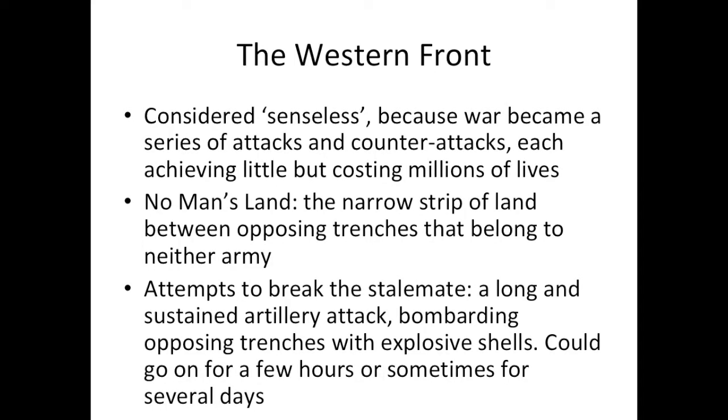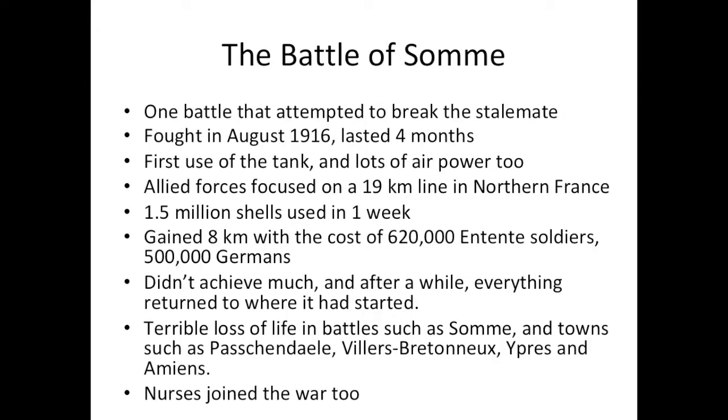War on the Western Front was considered senseless, because war became a series of attacks and counterattacks, each achieving little but costing millions of lives. No Man's Land was a narrow strip of land between opposing trenches that belonged to neither army. Attempts that were made to break the stalemate followed a pattern, which was a long and sustained artillery attack. Opposing trenches would be bombarded with explosive shells, and these attacks could go on for a few hours or sometimes for many days.